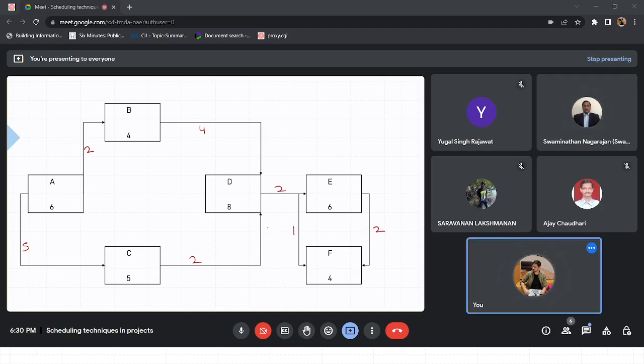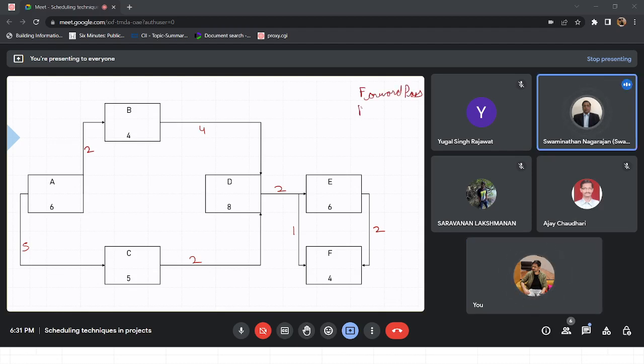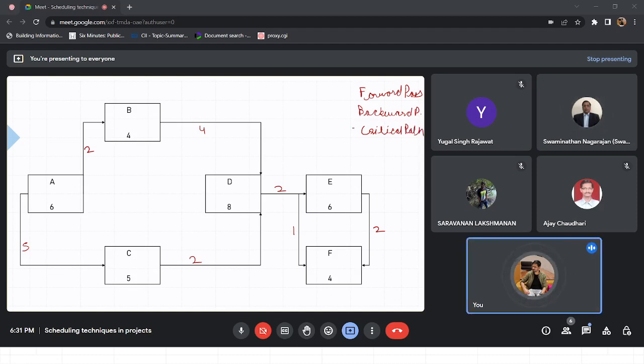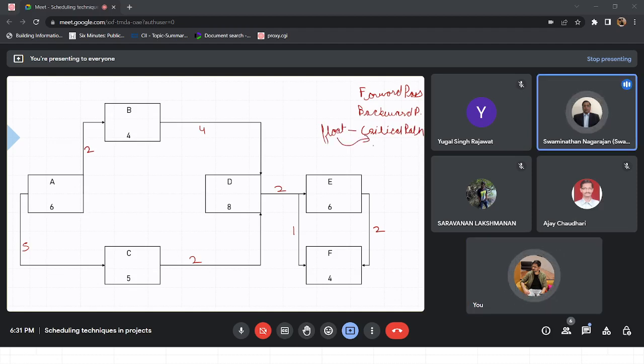Now we will start the calculations part. The calculation would be similar to what we have discussed in CPM. We will be having a forward pass and backward pass. Then we'll be looking for the critical path. Maybe before that, if required, we will check for float also, and then complete the remaining part.